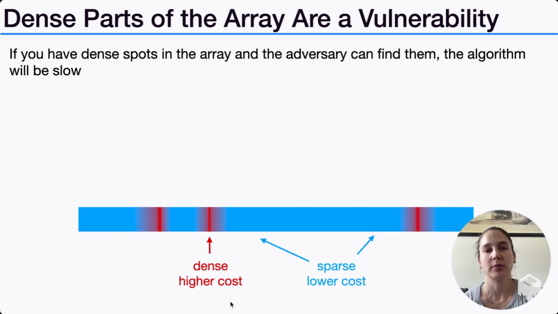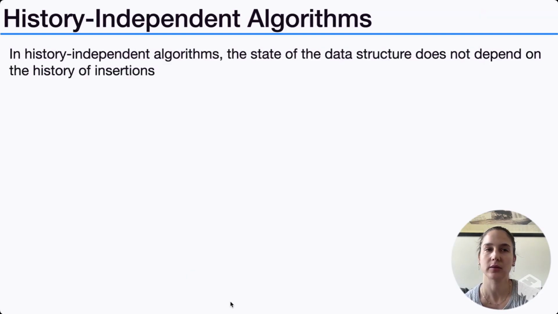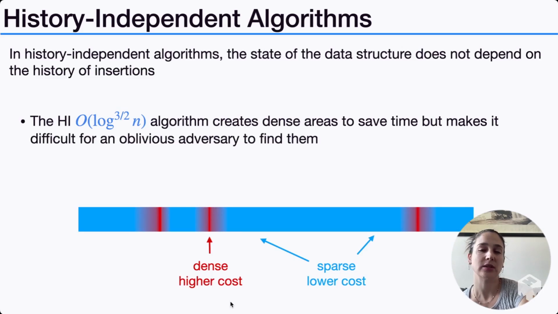In contrast, history-independent algorithms approach this problem from a different angle by addressing the stipulation of the adversary being able to find these dense areas. In a history-independent algorithm, the state of the data structure does not depend on the history of insertions. So what this means in our context is that even by being able to control the history of insertions, an adversarial inserter cannot affect the state of the data structure. This means that the adversarial inserter can't create or find dense areas in the algorithm.